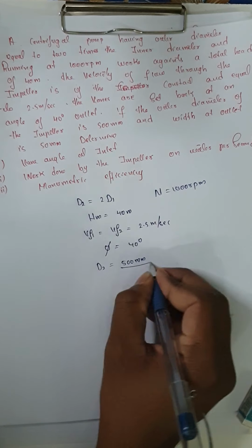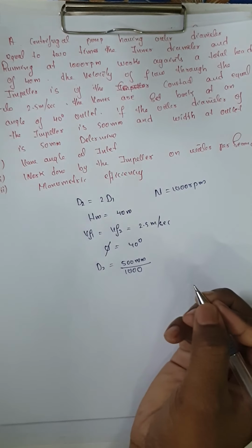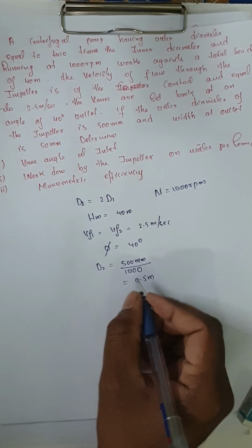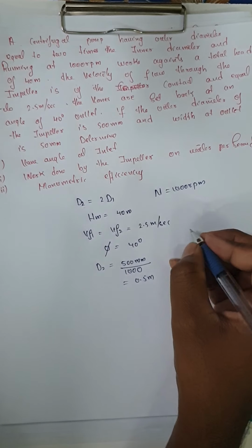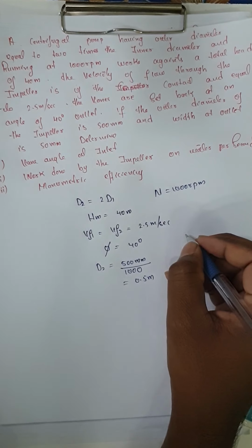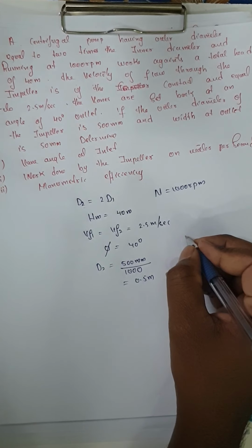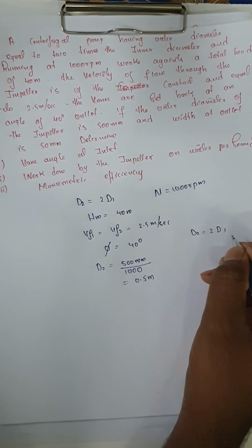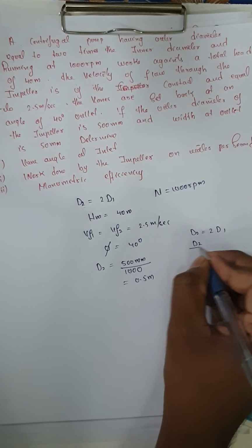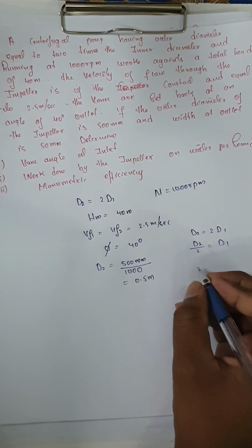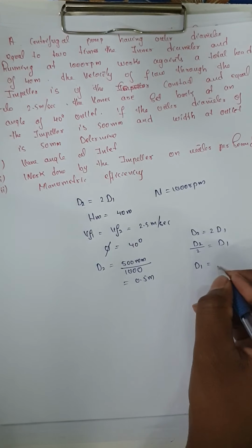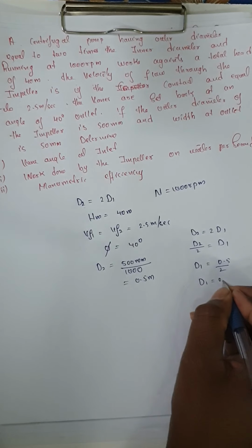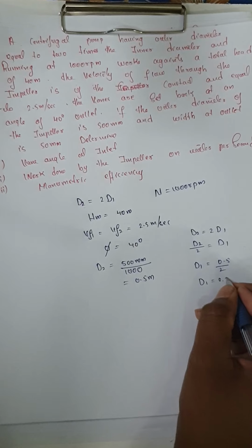Whenever it is given in mm, what you have to do? Divide with 1000. So it will become 0.5 meter. Now you got the value of D2. Here some relation is also given, so easily you can find out D1 also. D2 is equal to 2 times D1. Now D2 by 2 is equal to D1. So D1 is equal to 0.5 by 2, so D1 is equal to 0.25 meter.